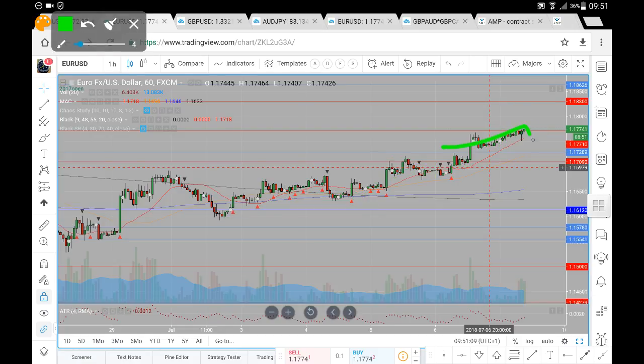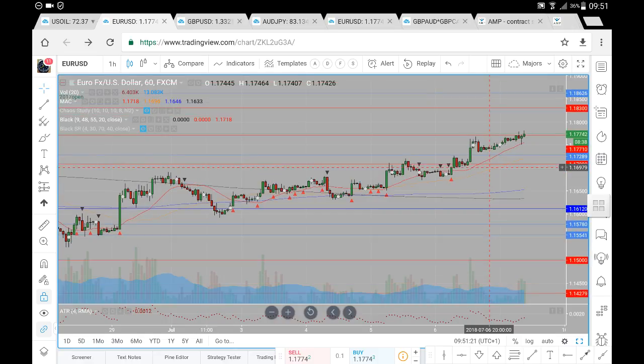So from this 1771, if we are able to break and hold above 1771, we're looking for a move up towards that 1830, successful break from which we're then looking for a move up towards that 1862 before possibly seeing a move up towards that 1910.